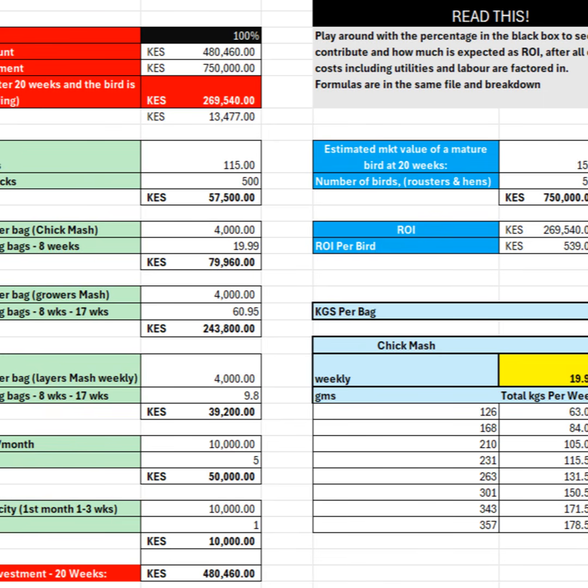So we are now going to growers mash. We've calculated for the chick mash. Again, the same metric. My supplier has given me a guideline that from 8 weeks, now I'm using around 357 grams all the way to 896 grams on the 17th week.